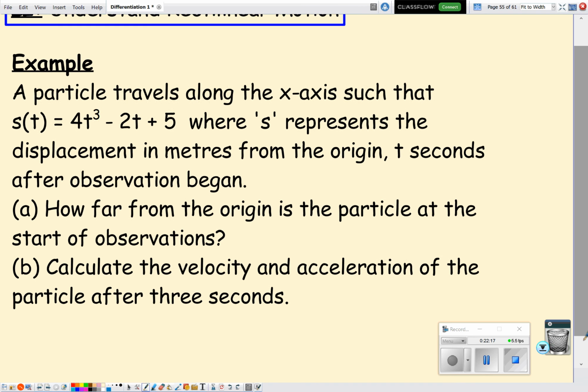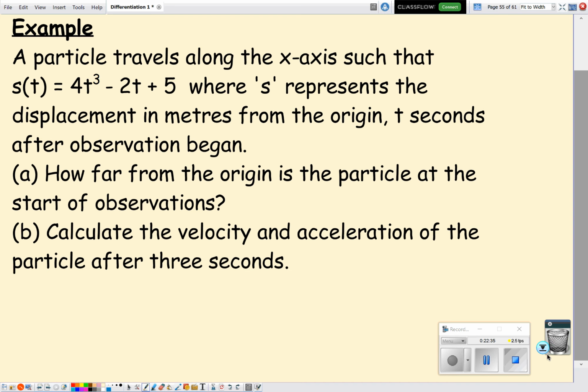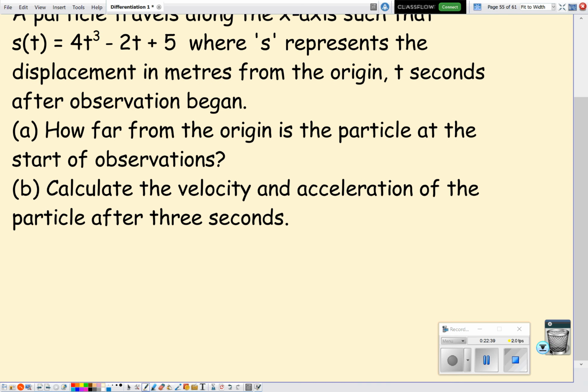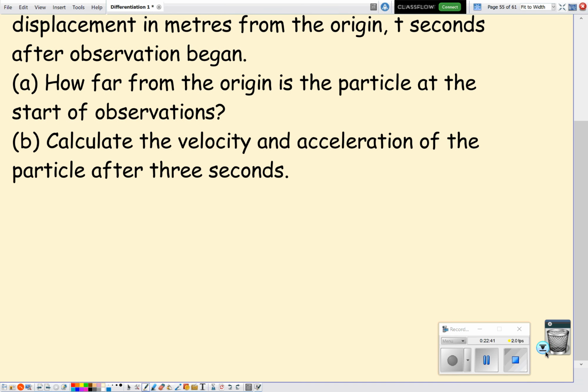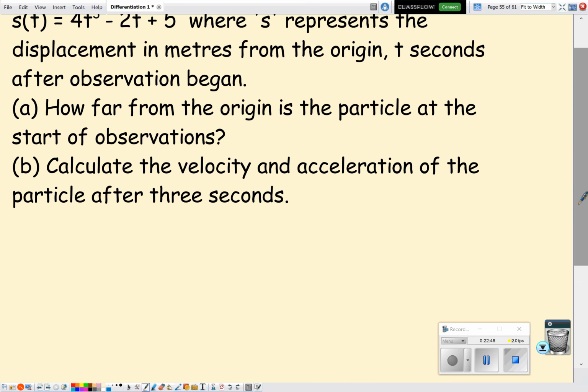Now, a particle travels along the x-axis such that s of t equals 4t cubed, take away 2t plus 5, where s represents the displacement in meters from the origin, t seconds after the observation began. Part A is nice and quick. We're going to work out how far from the origin the particle is at the start of the observations, and calculate the velocity and acceleration of the particle after 3 seconds. So this is nice and straightforward, folks, okay?